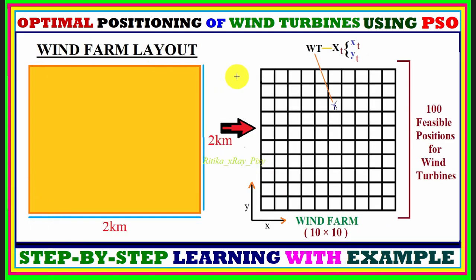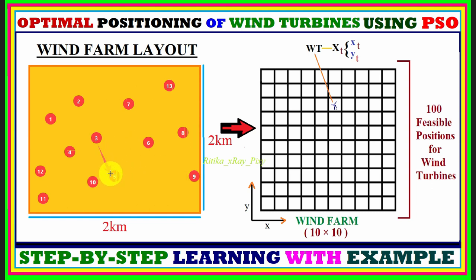Next you can see here the wind farm layout design. Suppose we have a wind farm area that is 2 by 2 kilometer, and this is the square field for planting wind turbines. Suppose we have a number of wind turbines. Our objective is to minimize the overall cost per unit and maximize the power output, and we also want to minimize the wake effect. So here you can see we have a number of wind turbines in the wind farm.